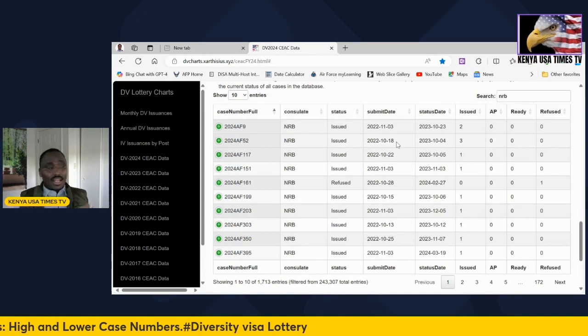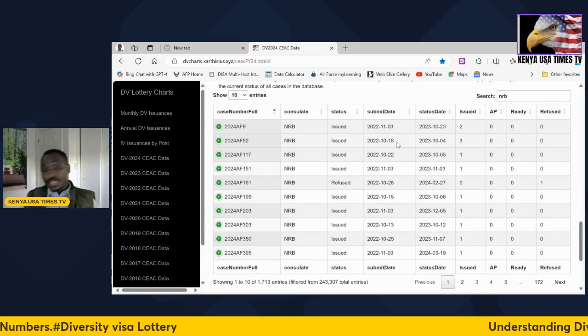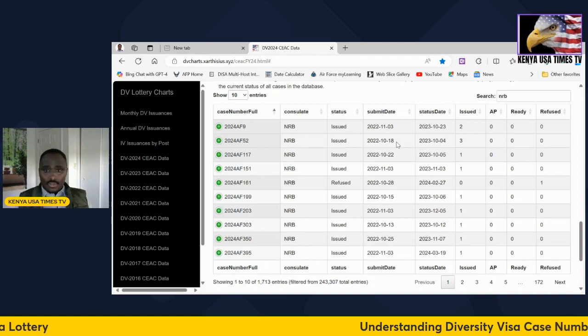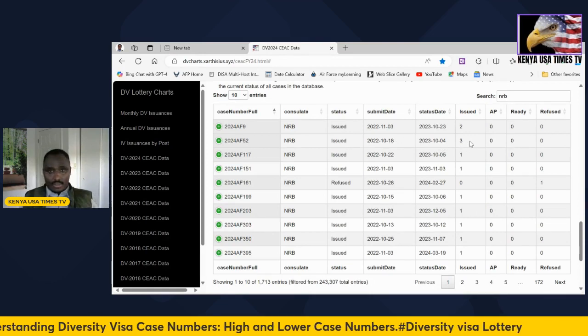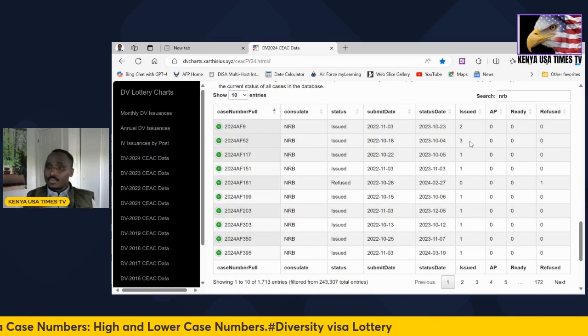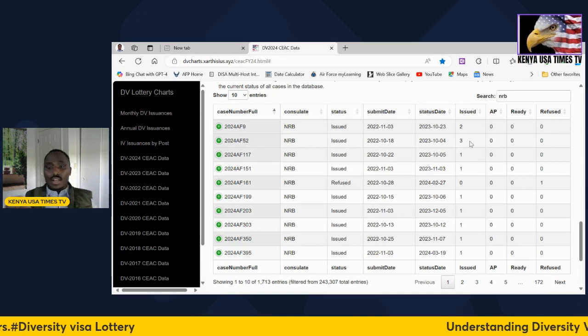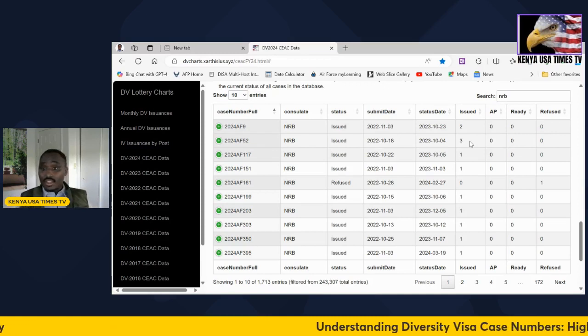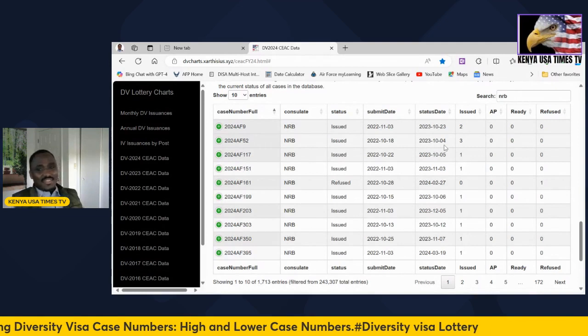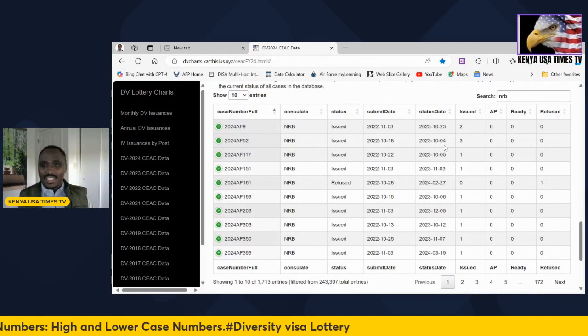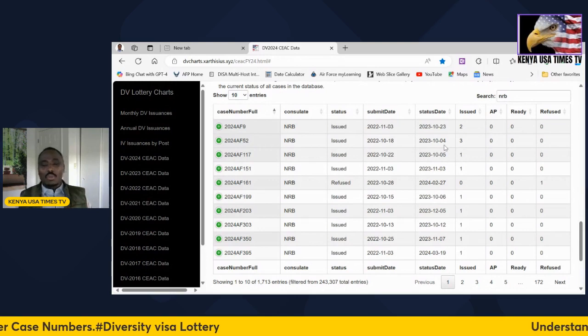Was the visa issued? Yes, this person got a visa, and he seems to have been issued 3 visas. Obviously, maybe he had a family, himself and the wife and maybe a kid. Three visas. When was it issued? October. Yes, I'm very happy about this. October 4th. Just compare the two numbers.